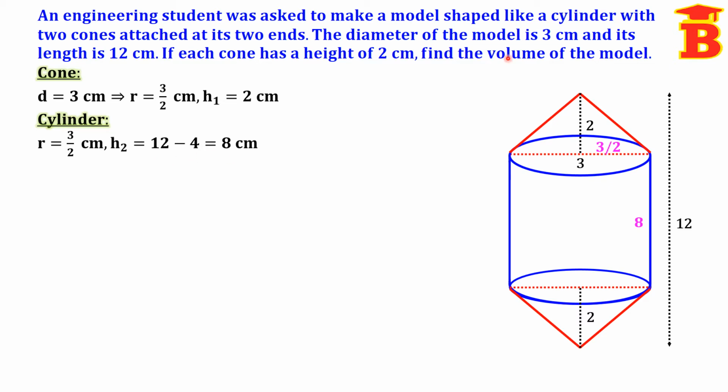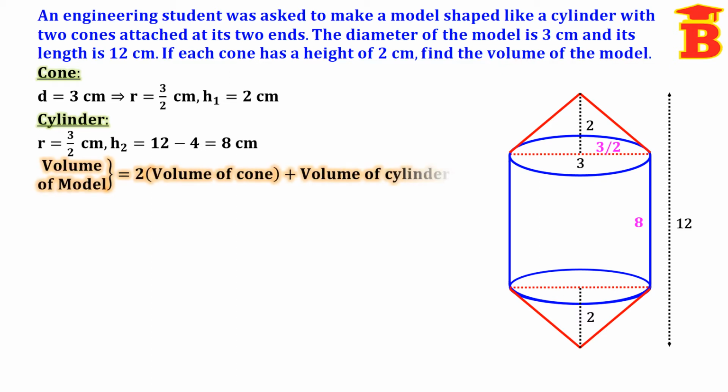Here the question is, we have to find the volume of the model. So the volume of the model is equal to 2 times volume of cone plus volume of cylinder. Here in this model, we have cone 2 times and also we have a cylinder. So the total volume is 2 times volume of cone plus volume of cylinder.